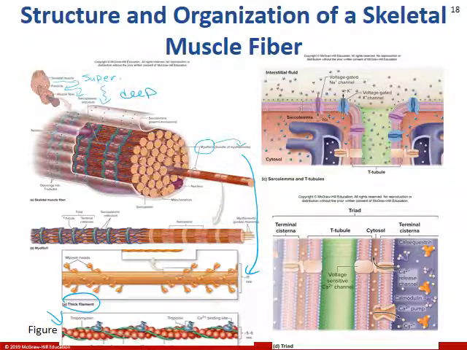The thick myofilament is made of myosin. The thin myofilament is made up of F and G actin, and it has the two regulatory proteins, tropomyosin and troponin.